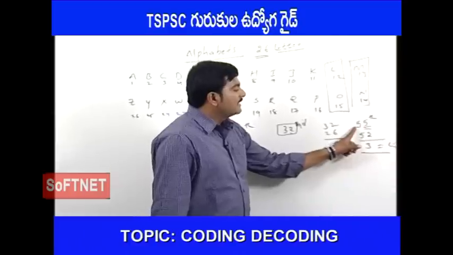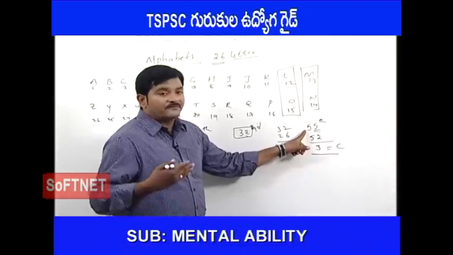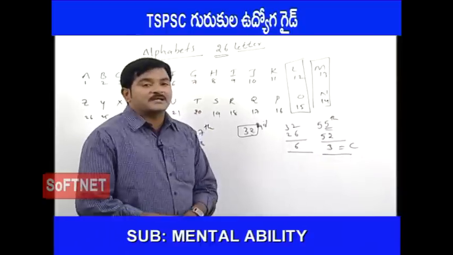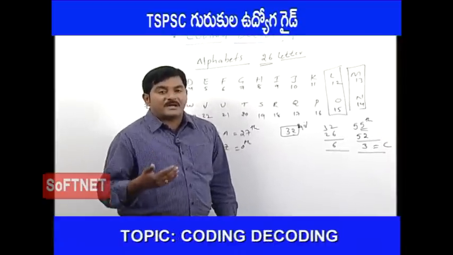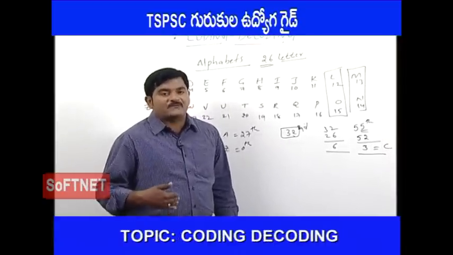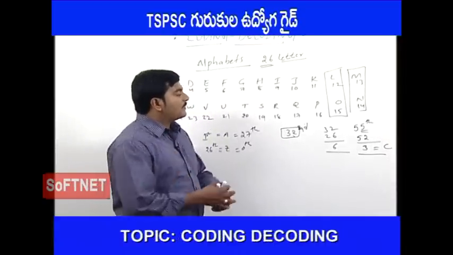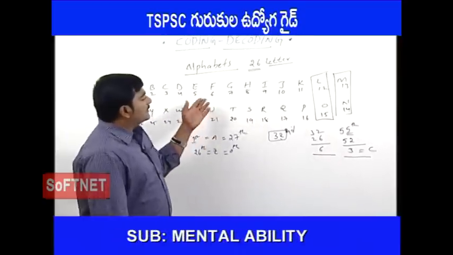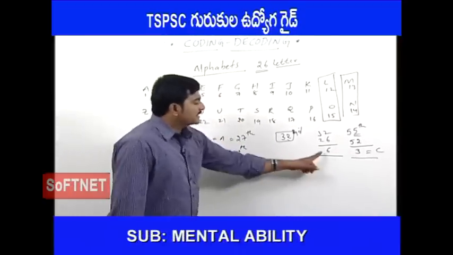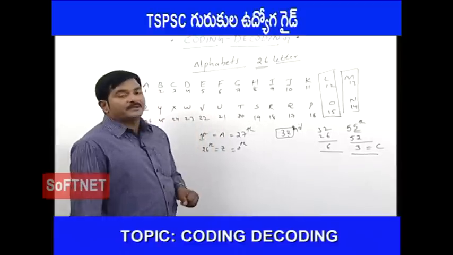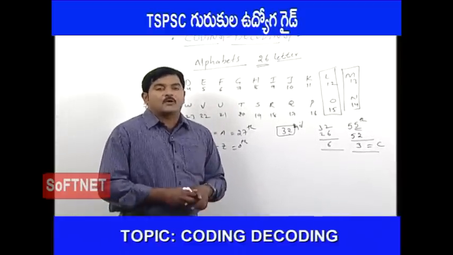To find the 55th letter, I need to subtract two sets. Like that, you need to subtract the number of possible sets. Hence, the obtained number is the required number. Here it is 3, that's why the third alphabet is C. Here it is 6, that's why the sixth alphabet is F. And so on. I hope you understood.